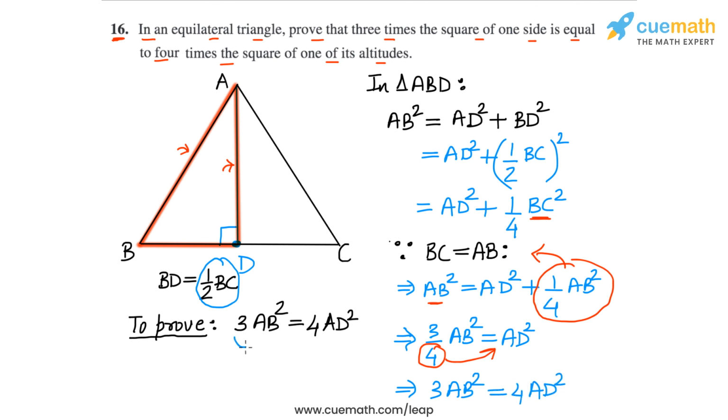And this is what we had to prove. 3 times the square of a side is equal to 4 times the square of an altitude. So this completes our proof for question number 16.